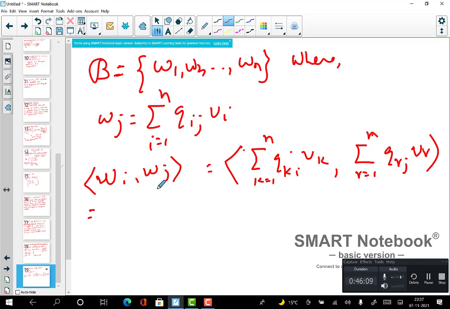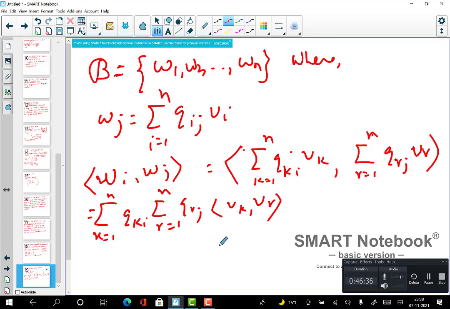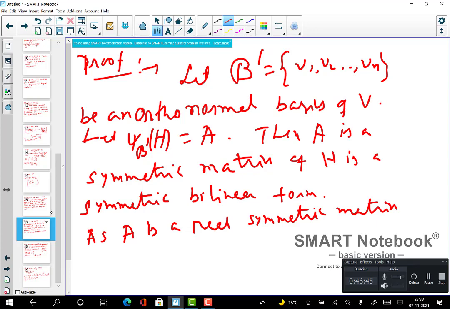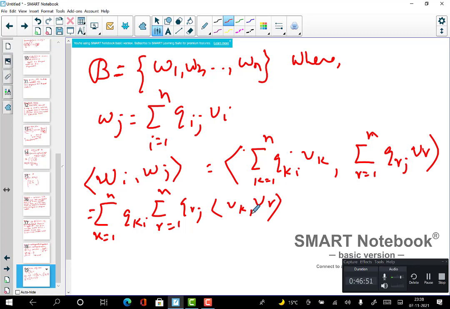So remember this is a real inner product space, so the conjugate will be the same, right? So it will be the double sum, k equal to 1 to n, q ki, and then sum over r equal to 1 to n q rj, and then the inner product of v k and v r, right? And now only when r equal to k will this survive, because it's orthonormal, right? We already chose this, remember. So this is an orthonormal basis C. So whenever r equal to k, only this will survive as 1, otherwise 0.